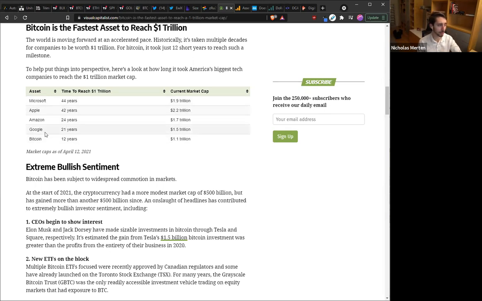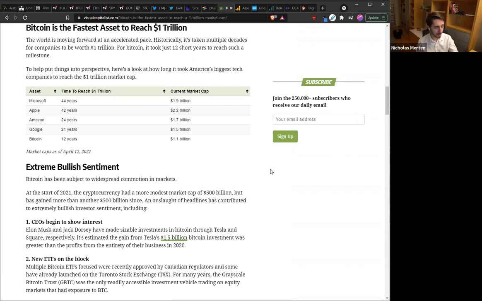What's really interesting is that Bitcoin, compared to the major tech stocks, Google, Amazon, Apple, Microsoft, which took 21, 24, 42, and 44 years to reach over a $1 trillion market cap, right? We saw that for Bitcoin in under 12 years, practically half of what it took Google and Amazon, respectively, and actually a little bit under 1/4 of the time of Apple and Microsoft. Absolutely incredible stuff in the sense of the speed that this asset is growing at.